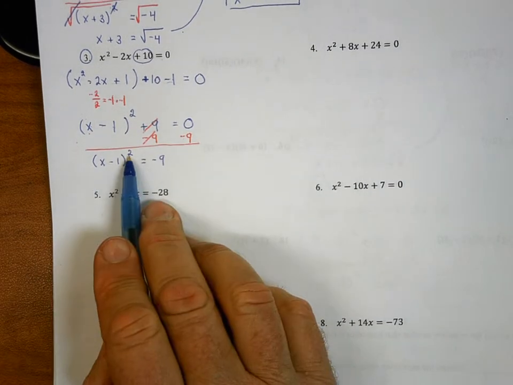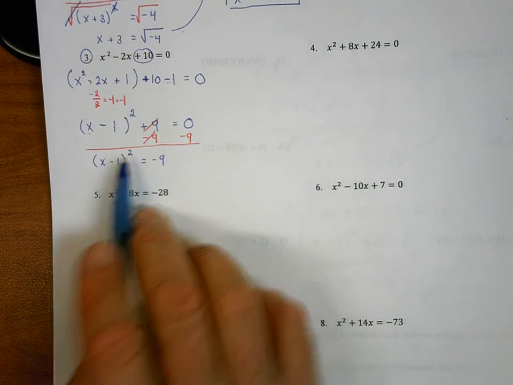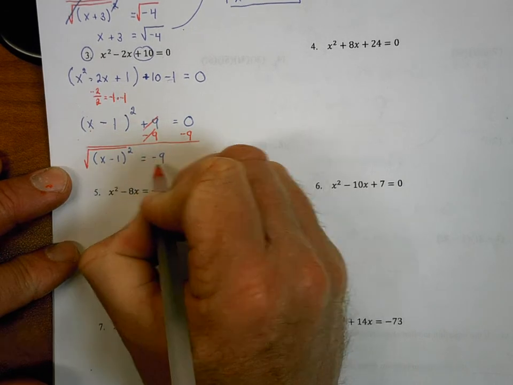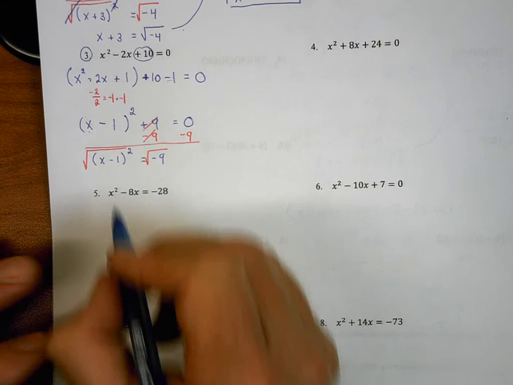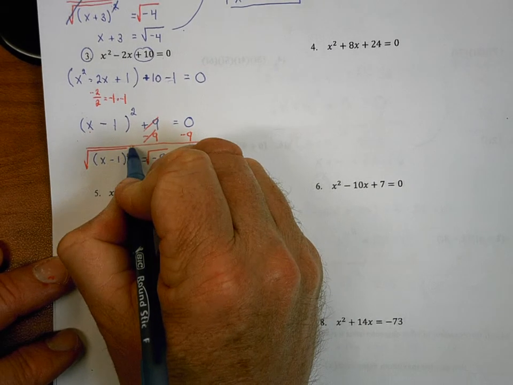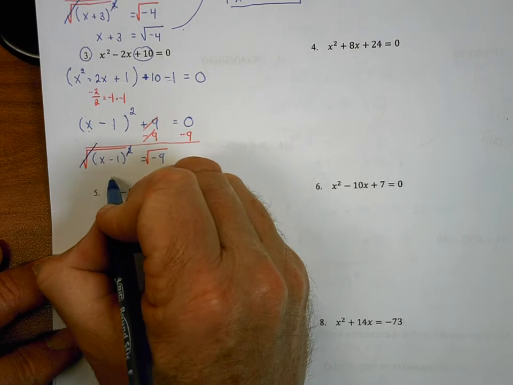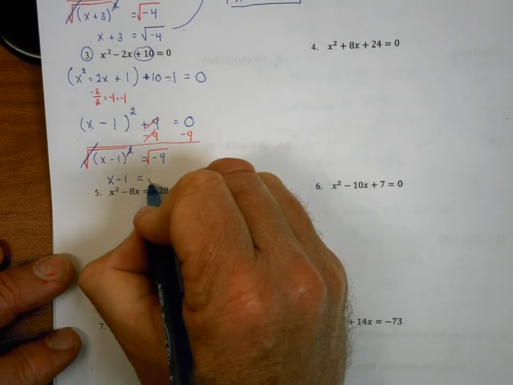Now I would like to get rid of that power of 2. So what's the opposite math operation of the power of 2? It's the square root. So you're going to square root both sides of the equation. Why do I do that? Well, because remember, this power of 2 is going to cancel out this square root symbol. So then I get x minus 1 is equal to, and then I'm going to get the square root of negative 9.